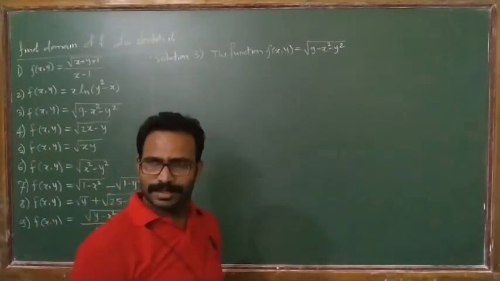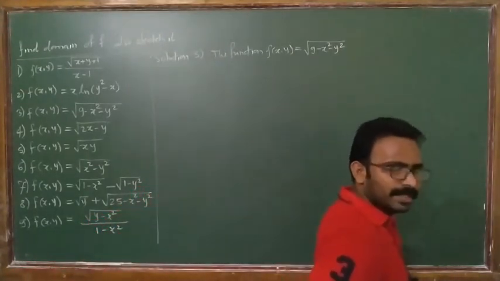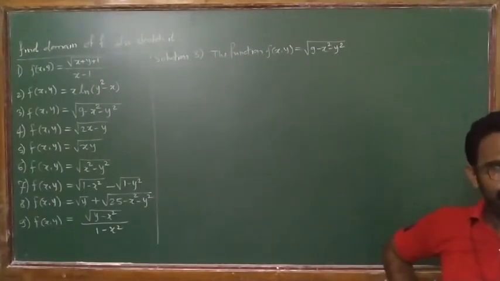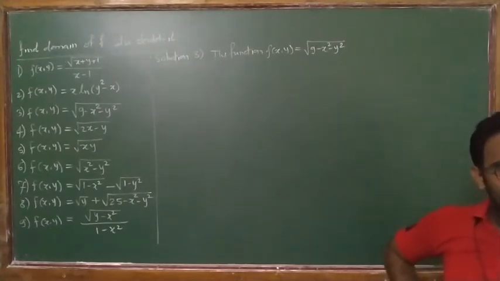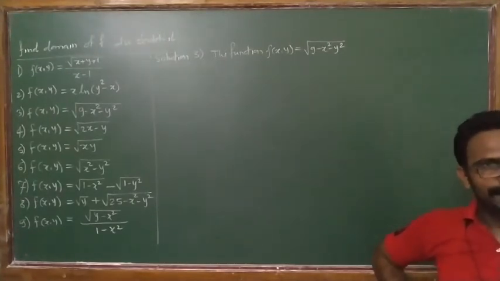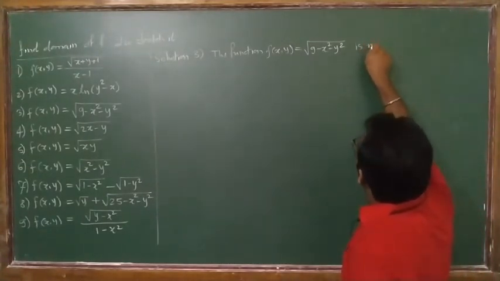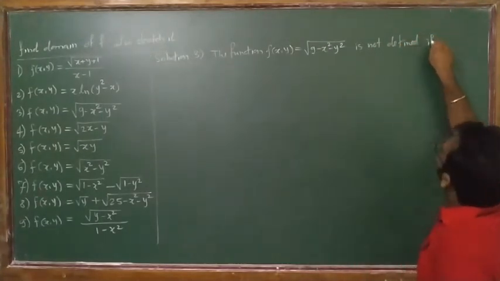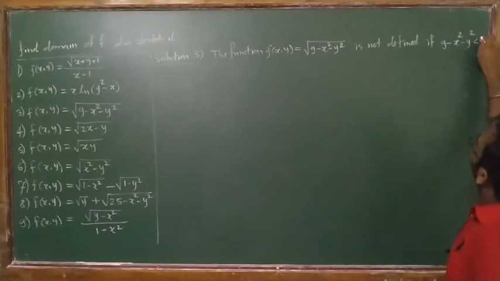So it is only a square root that is there. If the quantity inside the square root is 0, we can have a value. If the quantity inside the square root is positive, we can have the value. But if the quantity inside the square root is negative, we cannot have the image to the function. In this case, the function is not defined if 9 minus x square minus y square is negative.